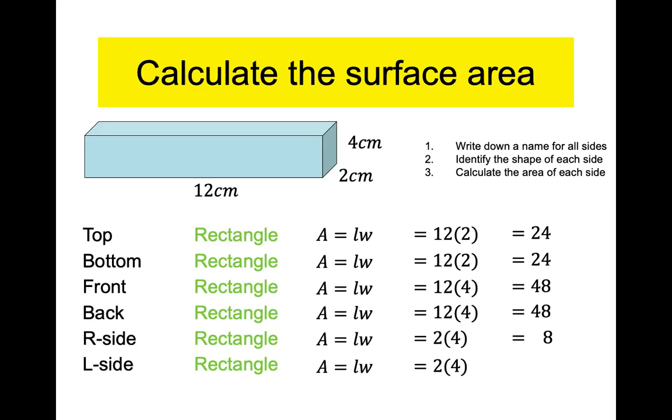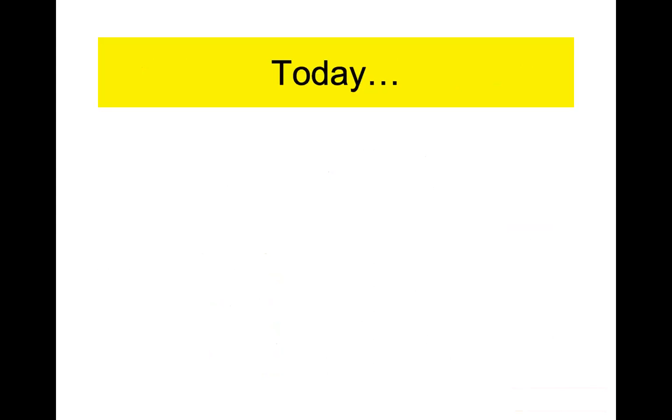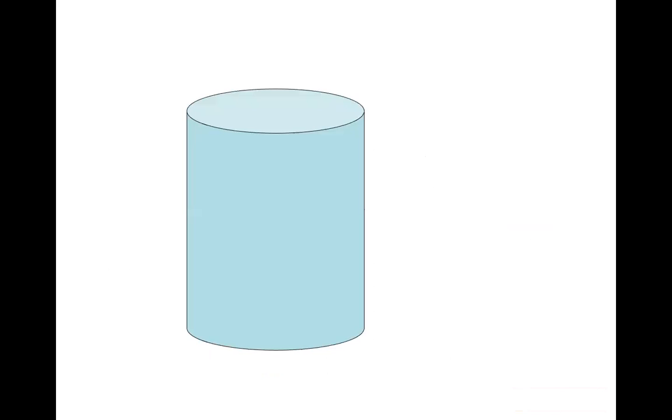Okay, so enough of the prisms. Let's go on to the shape of today. Oh, by the way, units will be squared because we're doing area. Volume is cubed, area is squared, both for normal area, the area of a rectangle, or the surface area of a rectangular prism. So today we're going to do the cylinder.